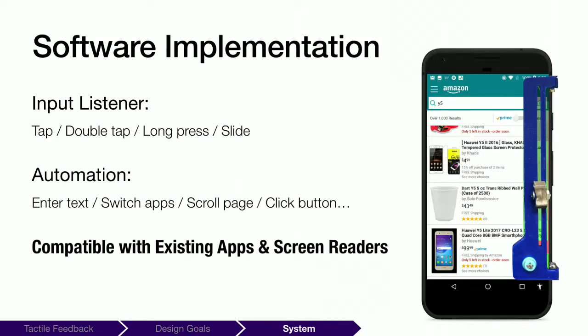We create listeners for different input events from physical overlays, for example, tap, long tap, double tap, long press, and also slide. We also implement those automations that are useful for people with visual impairments. We also use public APIs, so users don't have to root their phones. The software makes our hardware compatible with many existing apps and screen readers, which I will show now.